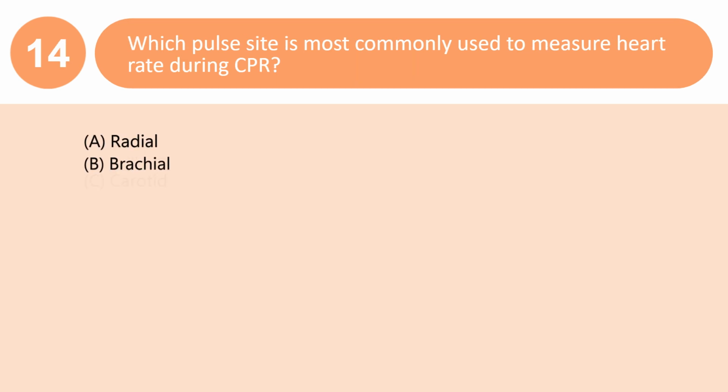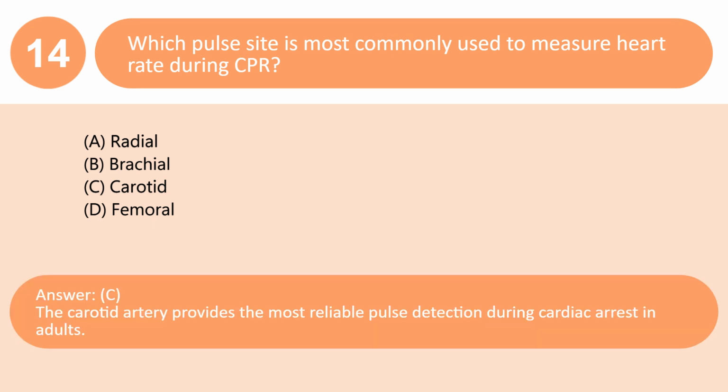Which pulse site is most commonly used to measure heart rate during CPR? A. Radial. B. Brachial. C. Carotid. D. Femoral. Answer: C. The carotid artery provides the most reliable pulse detection during cardiac arrest in adults.